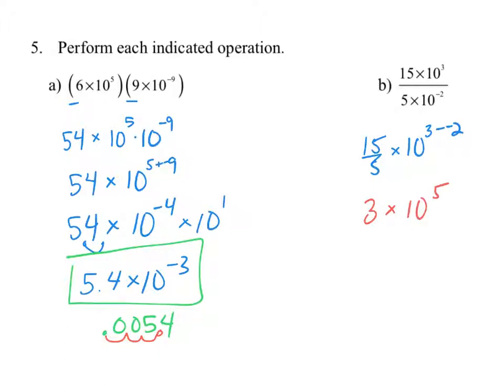If you're doing this on your calculator, you get 300,000 for your answer, and you can write that number in scientific notation as 3 times 10 to the 5th power.